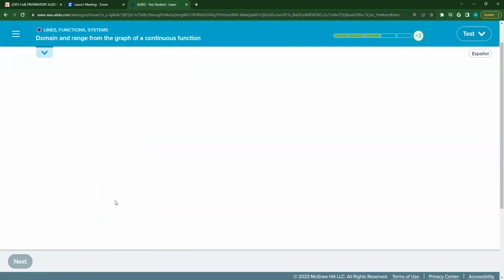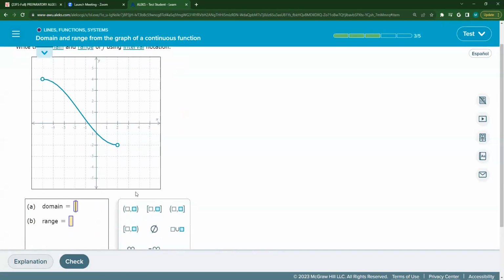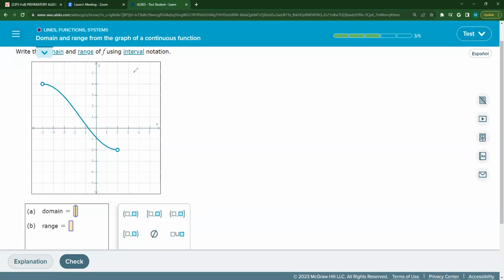All right, so one more. Last one should be hopefully a decent, nice looking one. All right, so my points are -5, 4, and my other point is 2, -2. All right, so we're going to just type this one in as opposed to writing it on it. So my domain goes from my leftmost point, which is at -5, to my rightmost point, which is at 2, and they're both open circles, so rounded parentheses, -5, 2.